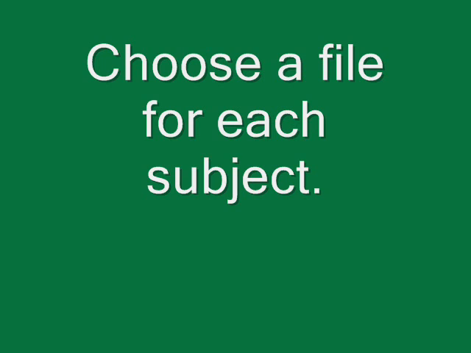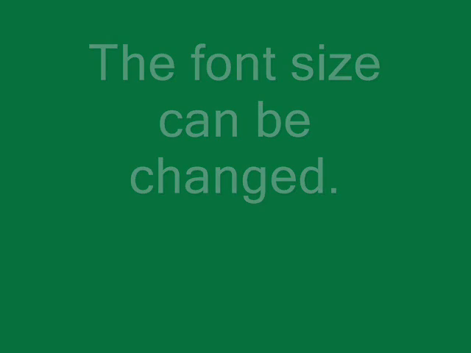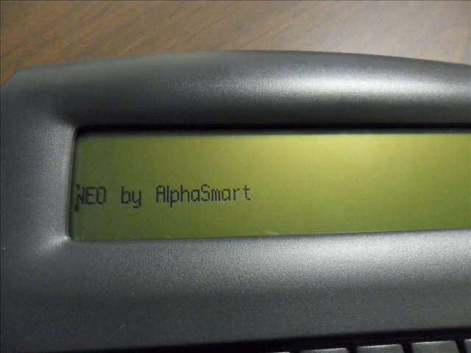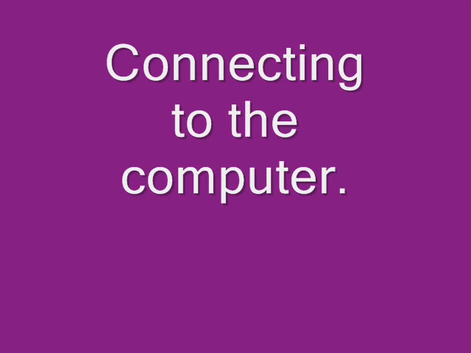If a class requires routine writing, such as keeping a journal, then some students devote a file space to that. Depending on a student's needs, the font size can be enlarged. The spell check feature can be disabled. The Neo's portability makes it excellent for writing quickly anywhere in the classroom. When a student is ready to edit their writing or just print out their work, the Neo can be quickly connected to a computer.